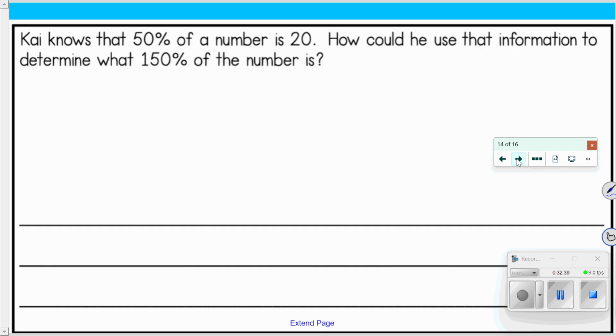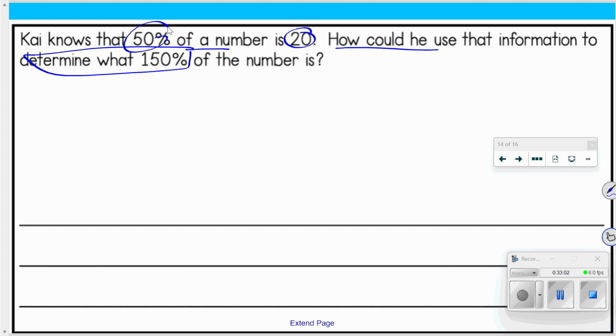So, here's more of a thought one. Let's see how you guys do on this. I'm going to give you guys 2 minutes. We got 7 minutes. Okay, let's see how we did. Kai knows that 50% of a number is 20. How could he use that information to determine what 150% of the number is? So there's our big question. How could I use that? What do you think, Maddox?